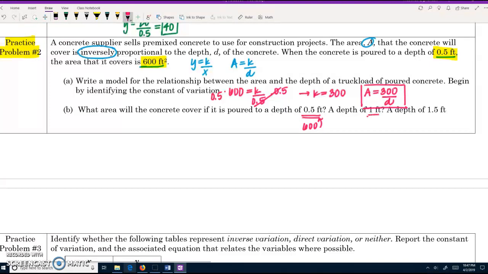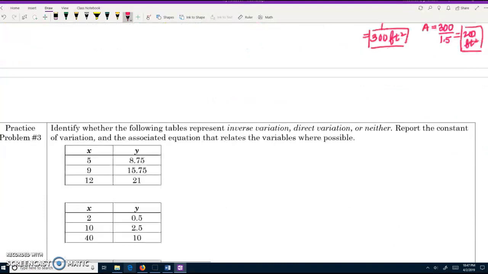But then the 1 foot or the 1.5 feet, we're just going to take those values and plug in for depth. So here area would be 300 over 1, which is going to give us 300 feet squared. And then for this one, we would do area equals 300 over 1.5, which would be 200 feet squared. So once we have an equation, it's always just plugging in to make a prediction.